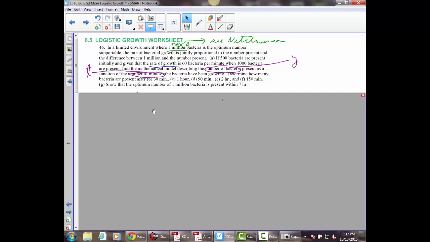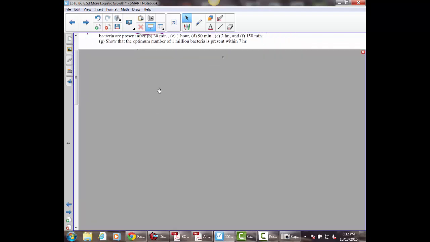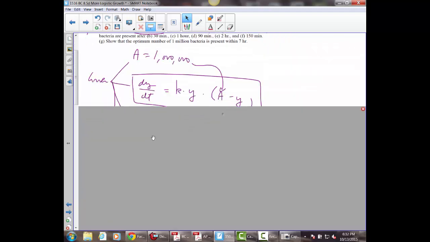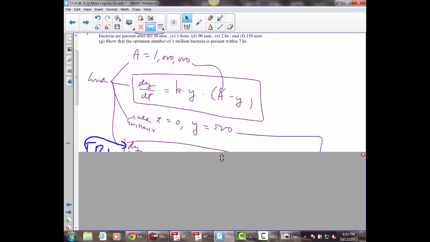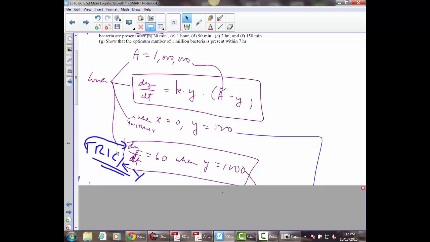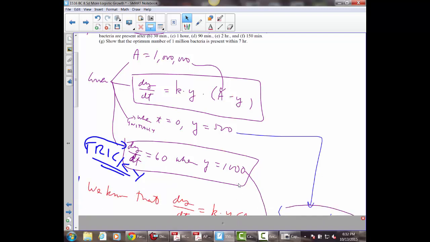Determine how many bacteria there are after 30 minutes, 1 hour, 90 minutes, 2 hours, 150 minutes. So show that the optimum number of 1 million bacteria is present within 7 hours. Okay, so we know it's a logistic growth. They've given us when t equals 0, y equals 500. The other thing they've given us is when dy/dt equals 60, y is 1,000.